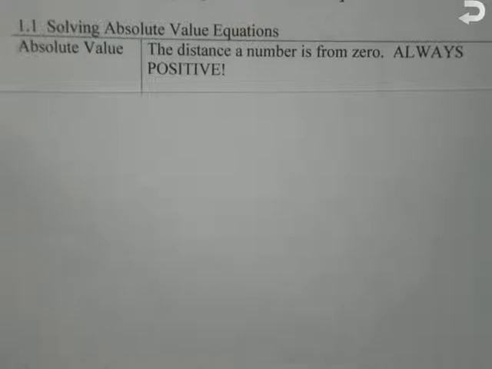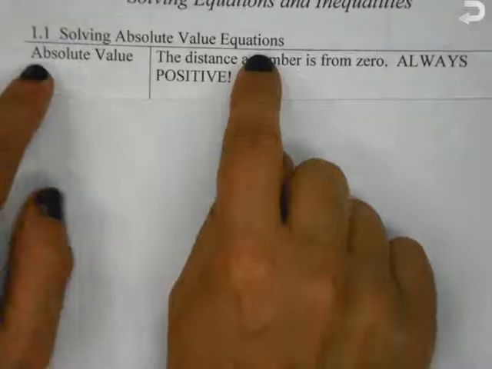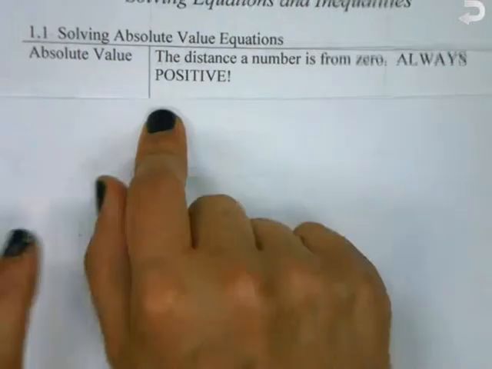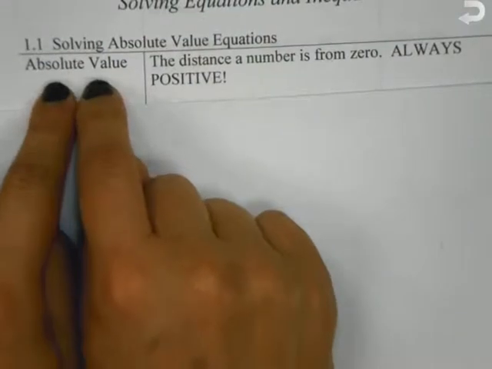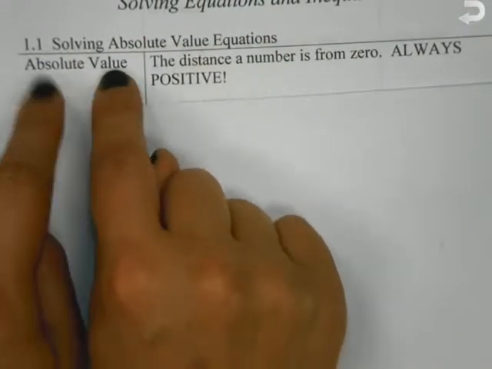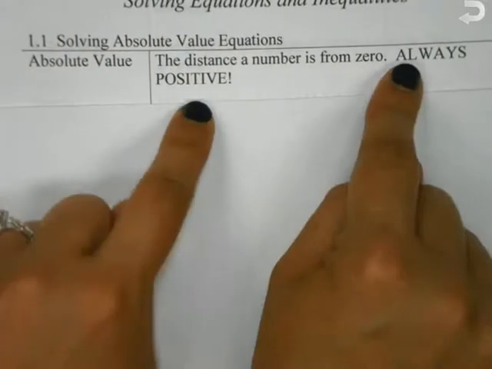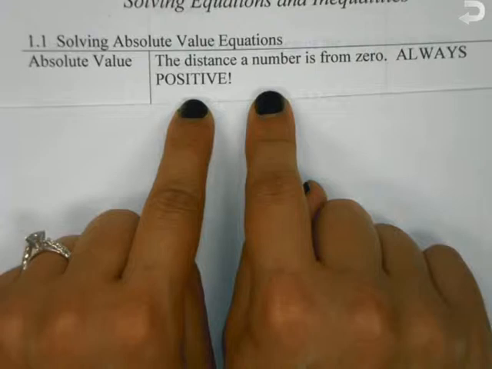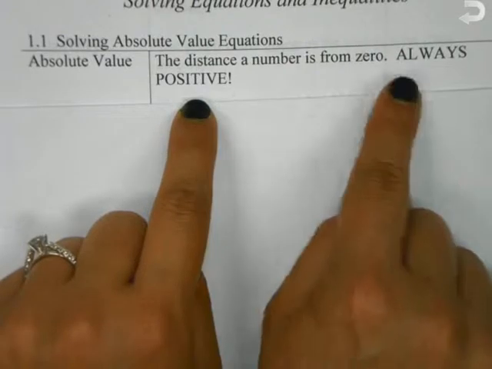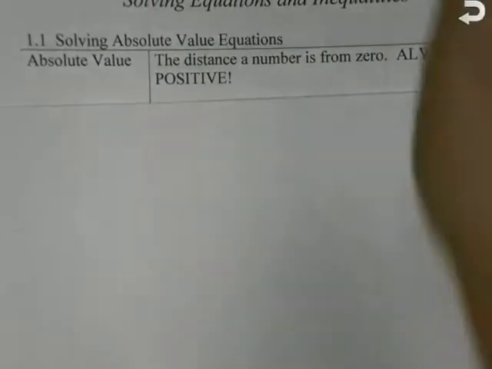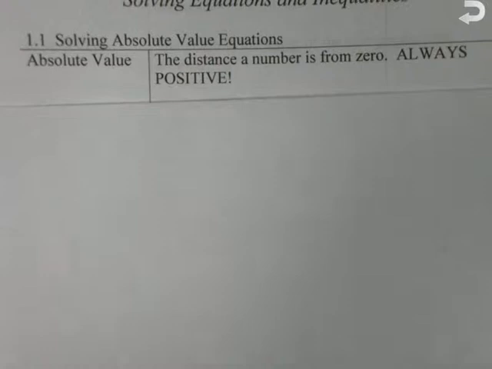So we're solving absolute value equations. That's 1.1. And our very first note is actually the definition of absolute value. So you need to make sure that absolute value makes it somewhere on your paper. And then the actual definition is the distance a number is from 0, and it is always positive. So that's something we need to remember about absolute value, is that it's always positive.